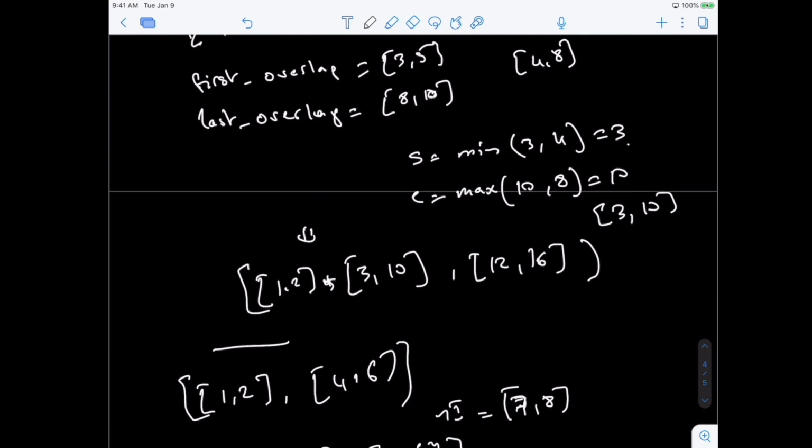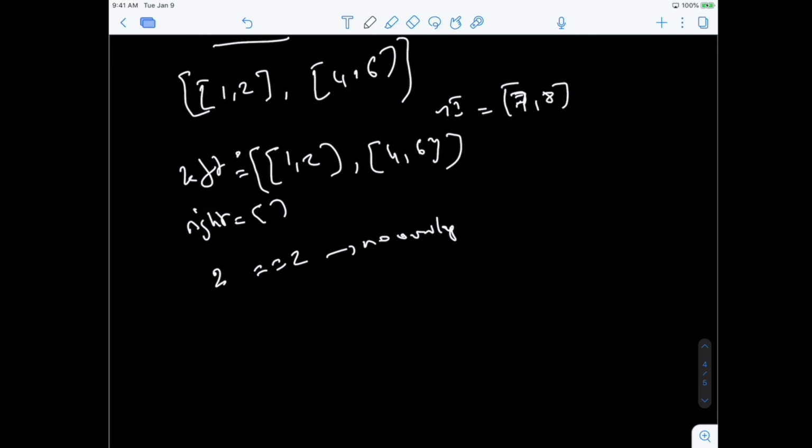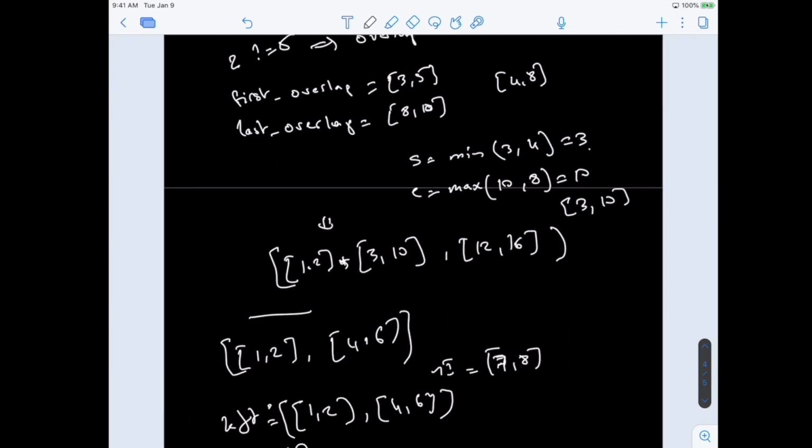Okay, and so what do we return then in that case? Well, left is just 1, 2, 4, 6, plus the new interval, which is 7, 8. And that's it. And that's exactly what we expect. Yeah, so that's pretty much it. I hope this solution was clear.